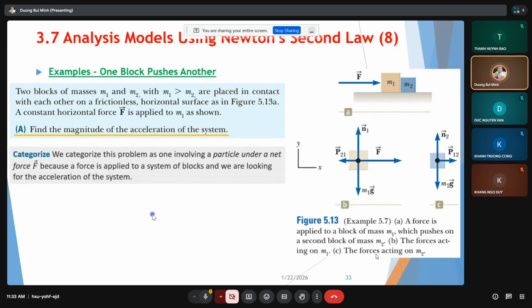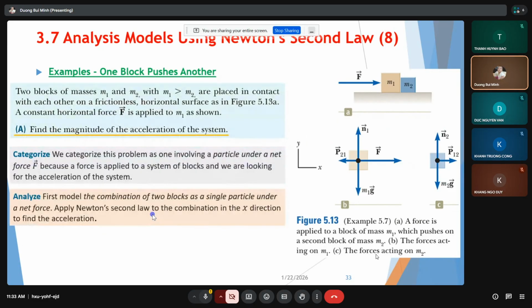So one more example, 5 minutes. You need to analyze the force diagram. Sometimes we say force diagram, sometimes we say vector diagram. That's okay.